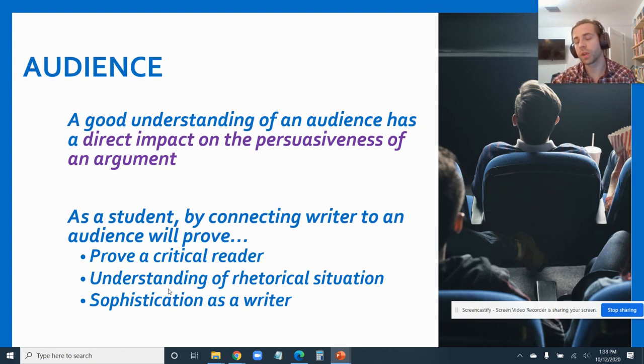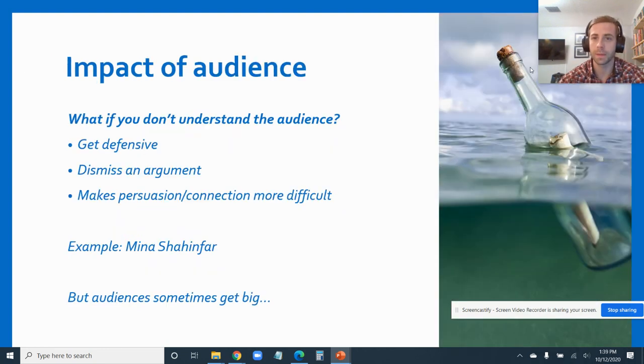Secondly, it's really going to help me understand that rhetorical situation. If I can take a look at audience and writer and how those connect, that's going to really help my rhetorical analysis. And lastly, this is going to show my sophistication as a writer. So if I have a specific audience in mind and I can address them with some nuance and some complexity and understand where they're coming from, that's going to help my writing ability immensely.